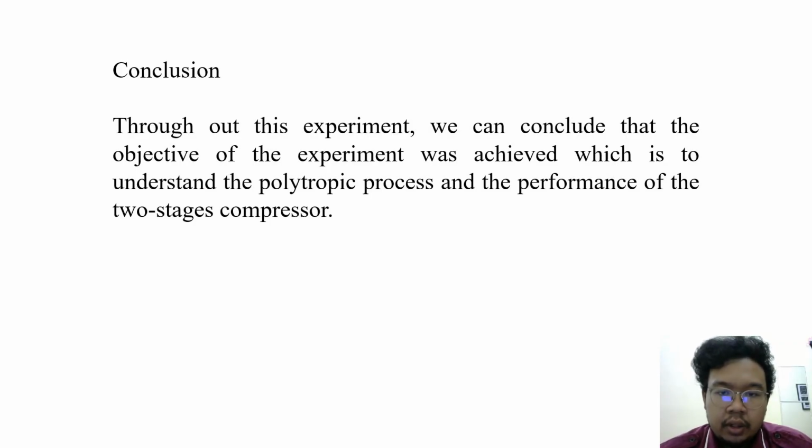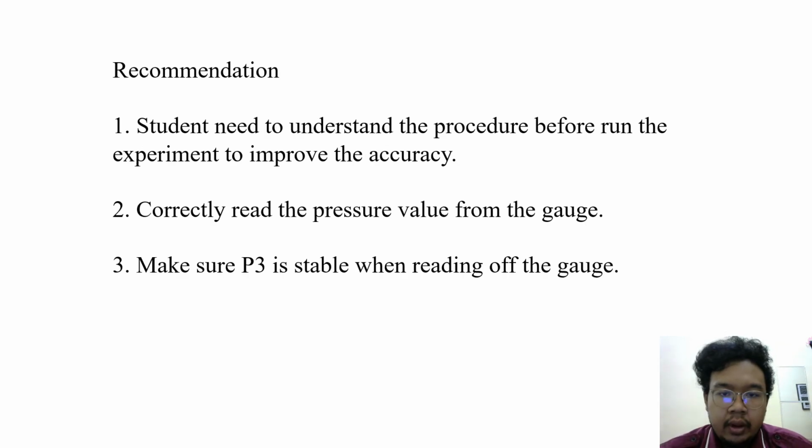Conclusion. Throughout this experiment, we can conclude that the objective of the experiment was achieved, which is to understand the polytropic process and the performance of the two-stage compressor. Recommendation. Students need to understand the procedure before running the experiment to improve accuracy. Correctly read the pressure value from the gauge. Make sure P3 is stable when reading the gauge.